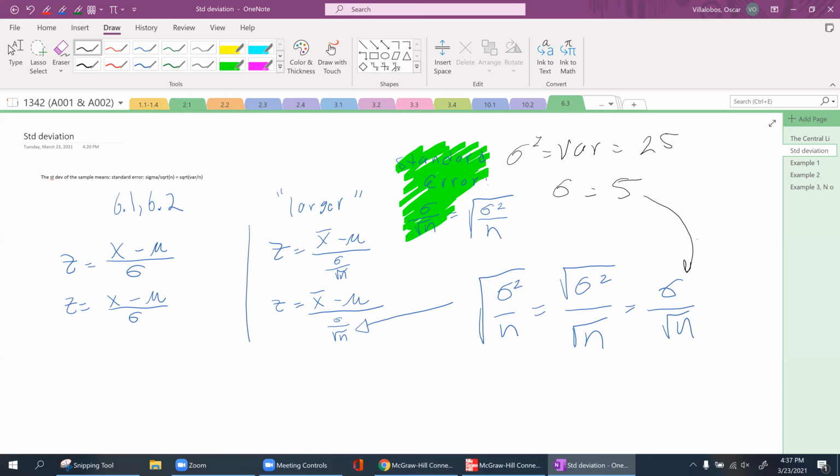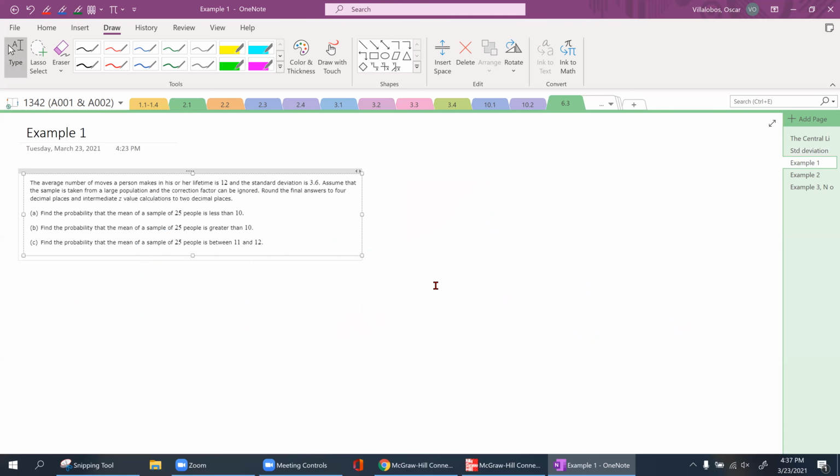I'm only going to do about 3 of them, one to get the full idea of what exactly we're doing. The method is pretty much the same: you find your z values. If you're asked for something less than, you're going to read the z score as is. So let's go ahead and get started with number 1.